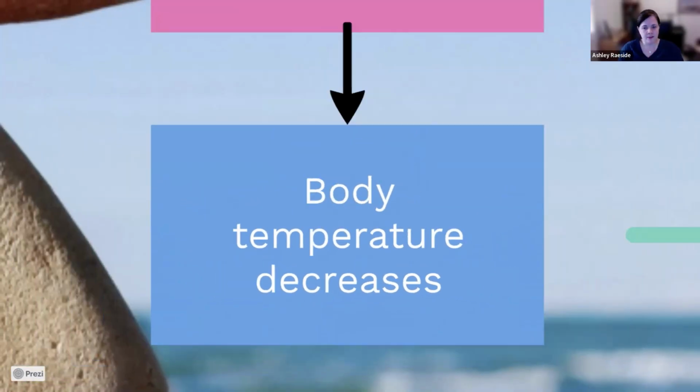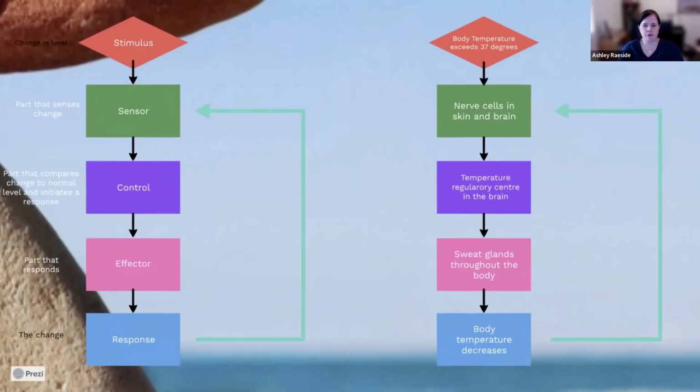Then that message goes back up to the nerve cells in the skin and brain. That's our negative feedback loop. It goes, okay, we're good now. We're back to normal. And the brain then goes, okay, we're good, we need to stop sweating now, because if we kept sweating, we'd get too cold. Okay. So we have a stimulus, which is the increased body temperature.